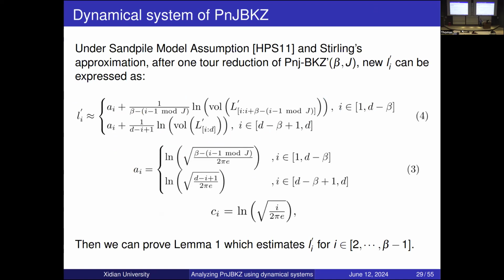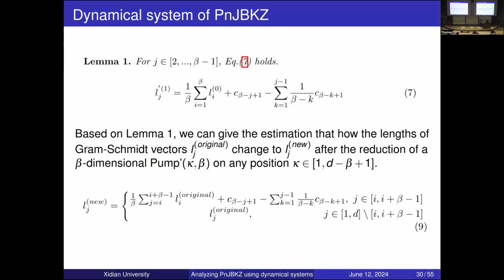Based on this assumption, on the center pair model proposed in HPS 11, and on Stirling's approximation, we can express how the lengths of Gram-Schmidt vectors change after one tour of reduction of PNG-BKZ by this equation. And based on this equation, we can prove lemma 1, which shows how the lengths of Gram-Schmidt vectors change after the first pump's reduction. In equation 7, we use the old lengths of Gram-Schmidt vectors to represent the new lengths, the left part of this equation.